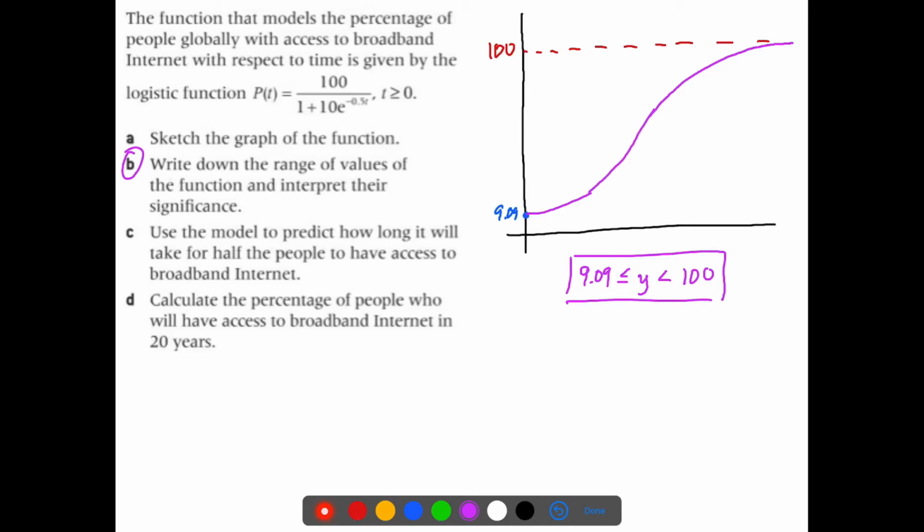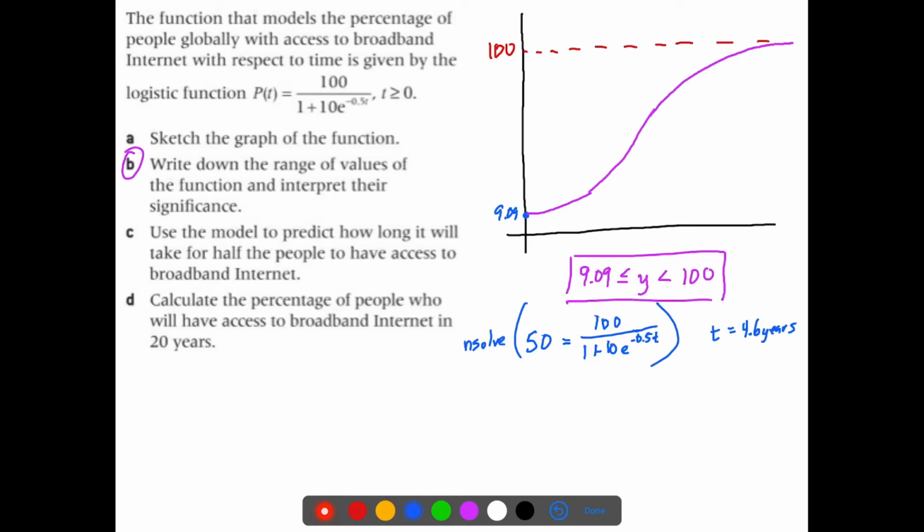Not too bad. It's just interpreting a graph, just like all the other graphs that we've done. Okay, then we're going to use the model to predict how long it will take for half of the people to have access to broadband internet. So that means we want the percentage to be 50. And so we just put 50 equals 100 over 1 plus 10 e to the negative 0.5 t. And that you can put straight into your calculator. You can solve it. Hopefully, double check, but hopefully you're able to get that t equals 4.6 years. Okay, that's just a simple solve.